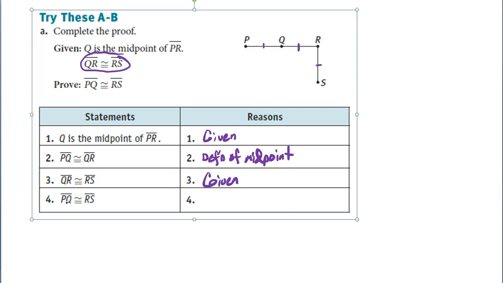And finally, segment PQ is congruent to segment RS. So it's got to be some kind of combination of the previous statements. If PQ is congruent to QR and QR is congruent to RS, then we can say that PQ is congruent to RS. That pattern of logic where you're making that connection is called the transitive property.